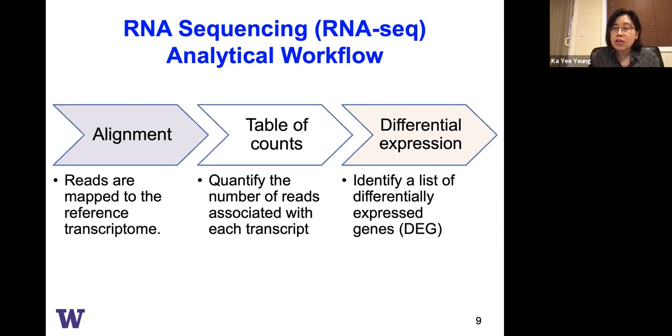The goal here is to identify a list of differentially expressed genes across the different experimental conditions. In the example I just talked about, the conditions would be normal versus diseased. Among all the 20,000 transcripts, we want to find a smaller list that show different patterns between normal versus diseased state.